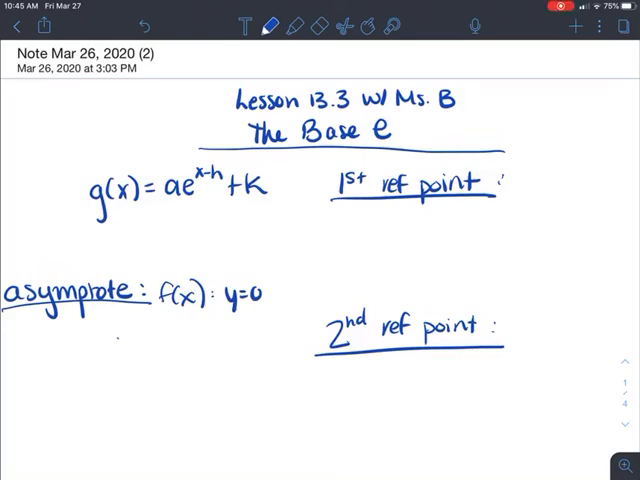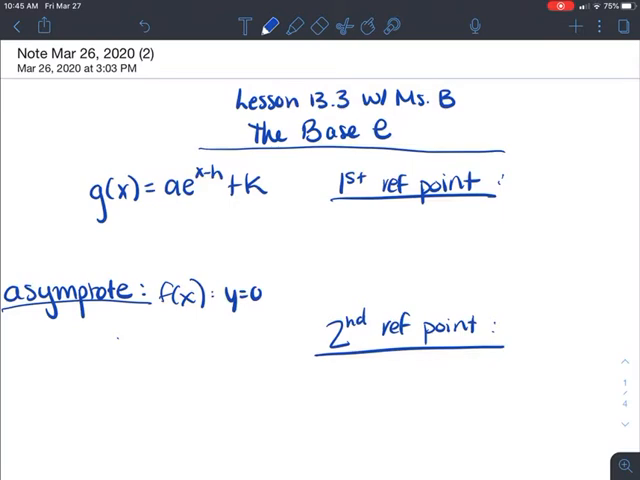Today we're going to be going over the base e. So this is very similar to the exponential growth and decay functions. The only difference is that instead of having a base that's a number, our base is always going to be e. Okay, and e is a value that you can find on your calculator. You don't need to know the value of e off the top of your head like you do with pi. You can just plug it into your calculator. And if you have trouble finding it on your calculator, just send me a text message or an email and I can send you a little video on how to do that.